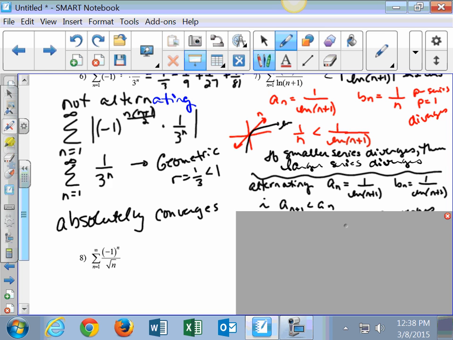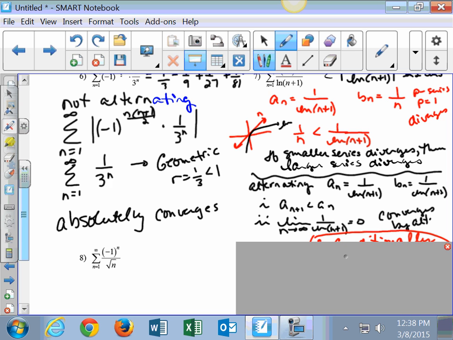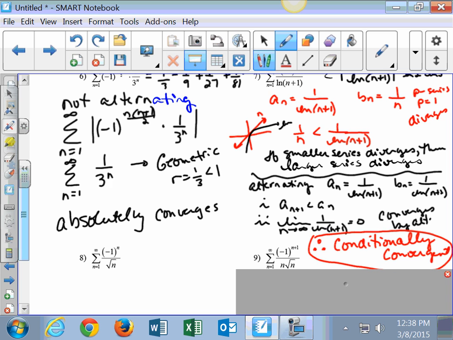So I'm going to let a sub n be equal to 1 over the natural log of n plus 1, and b sub n being 1 over the natural log of n plus 2, which is the next term. I do know that the next term is less than the previous term, and I also know that the limit as n goes to infinity of 1 over the natural log of n plus 1 is equal to 0. So by the alternating series test, I know it's going to converge. So overall, what's happening on this series? This is a conditionally convergent series.